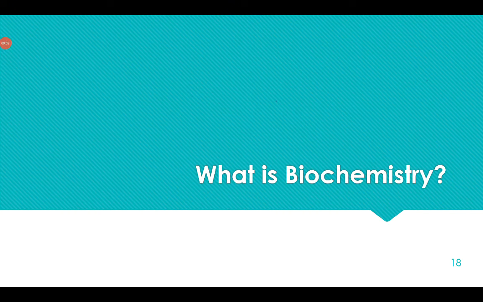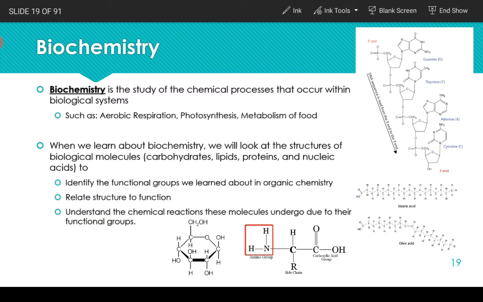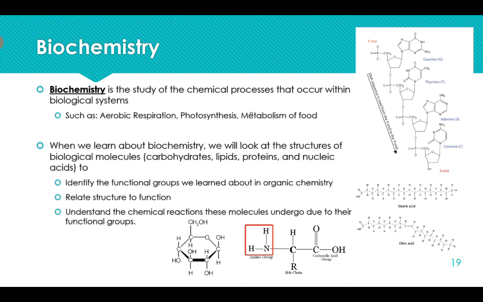So what is biochemistry? Biochemistry is the study of chemical processes that occur within biological systems. And so this will include aerobic respiration, photosynthesis, and of course, metabolism of food. When we learn about biochemistry, we're really going to focus on the metabolism of food. And so we will first be learning about all of the carbohydrates, lipids, proteins, and even nucleic acids that exist in biological systems, looking at their structures, identifying the functional groups in these molecules so that we can predict their physical properties and what chemical reactions they will undergo.